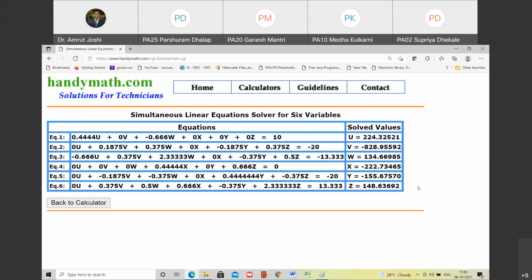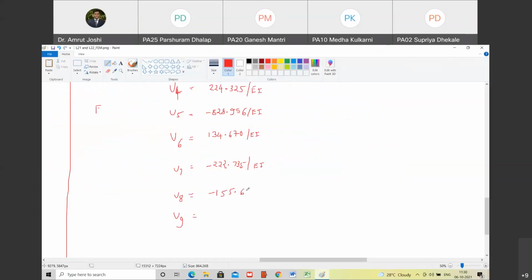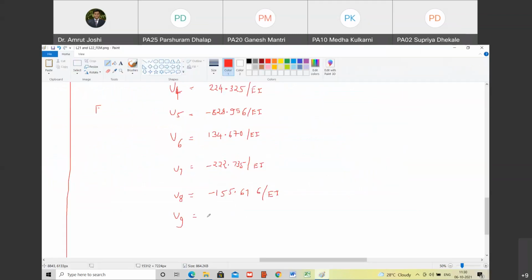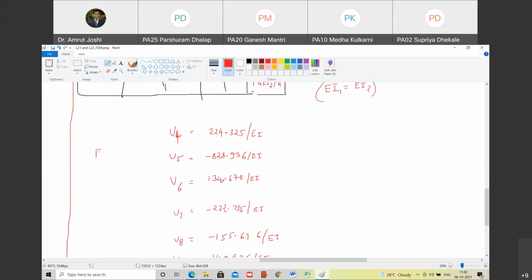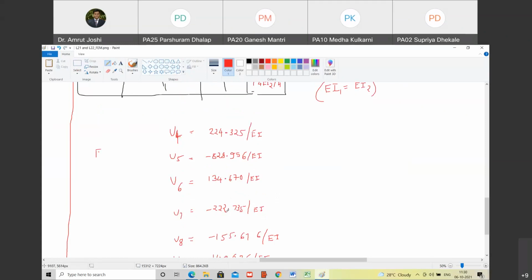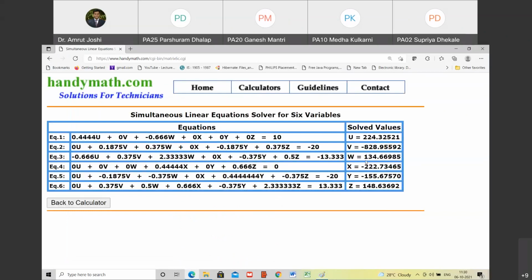Look. Right, sir. Now see. Yes, sir. Then minus 155.676 by EI. Happy? And V is 148.636 by EI. Cross verify all the signs once. So plus, minus, plus, minus, minus, plus, plus, minus, plus, minus, minus, plus, plus, minus, plus, minus, minus, plus. Correct. Are you with me?